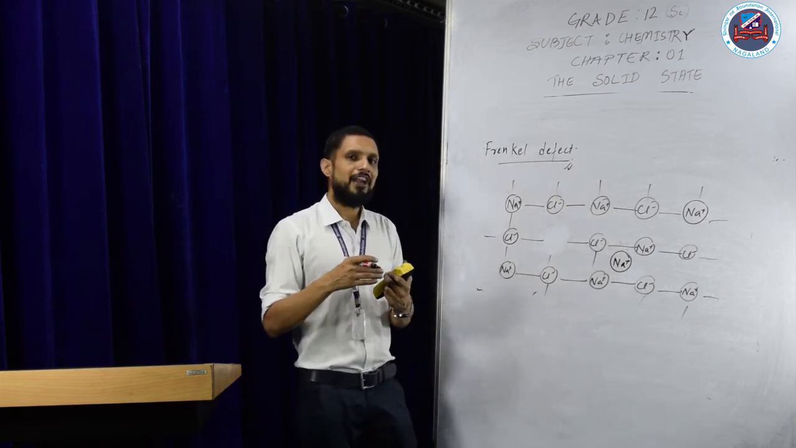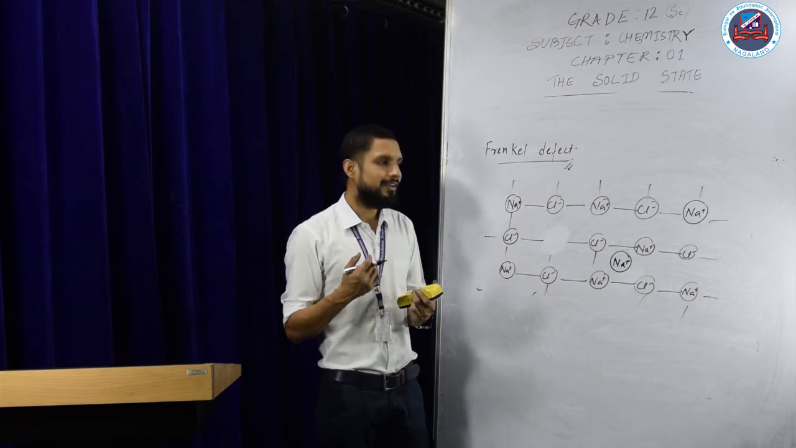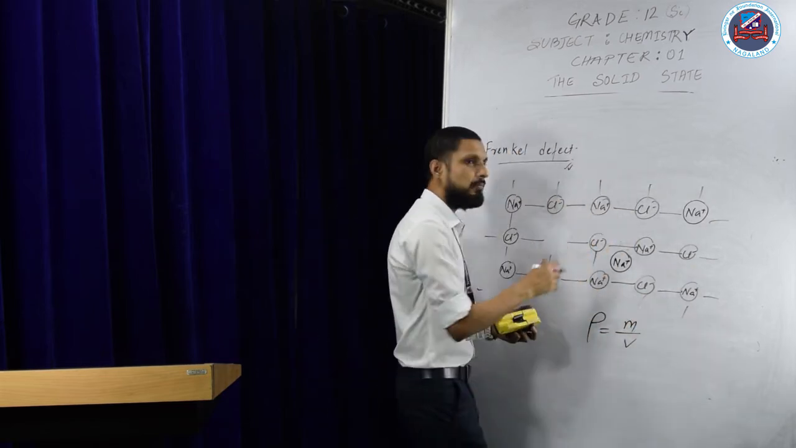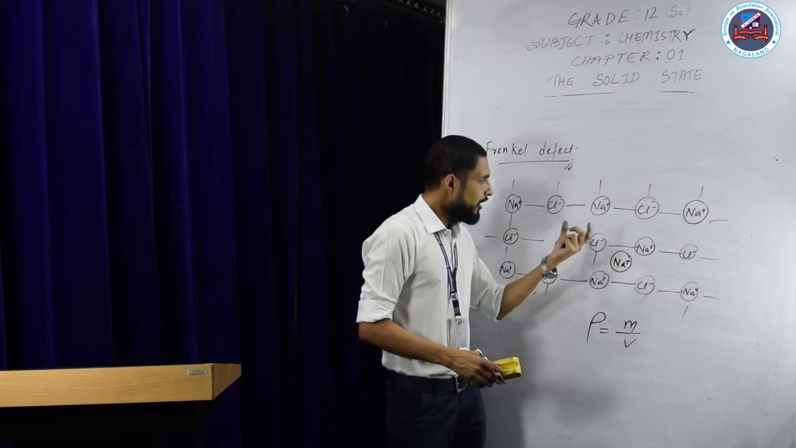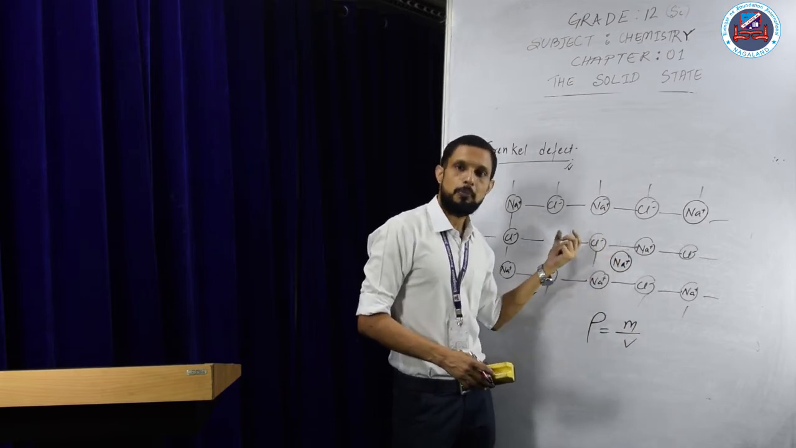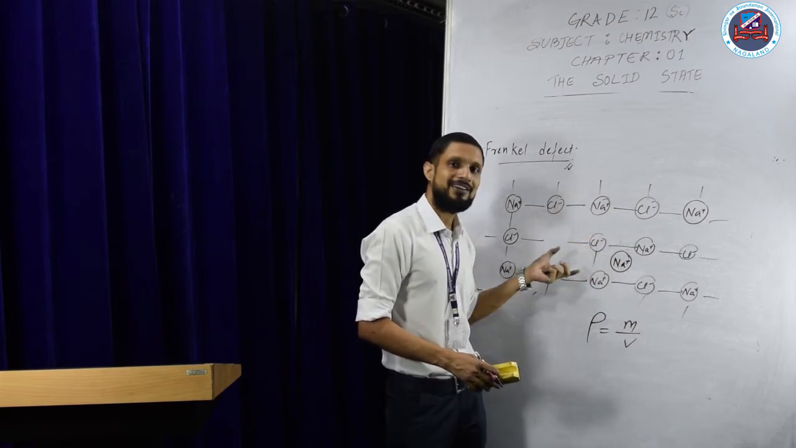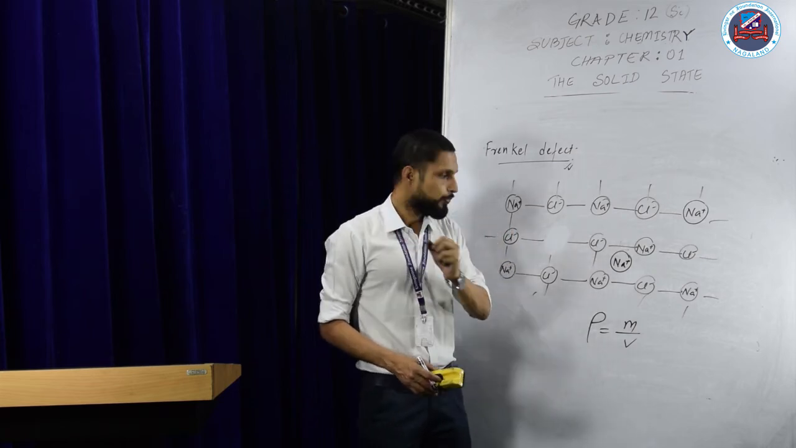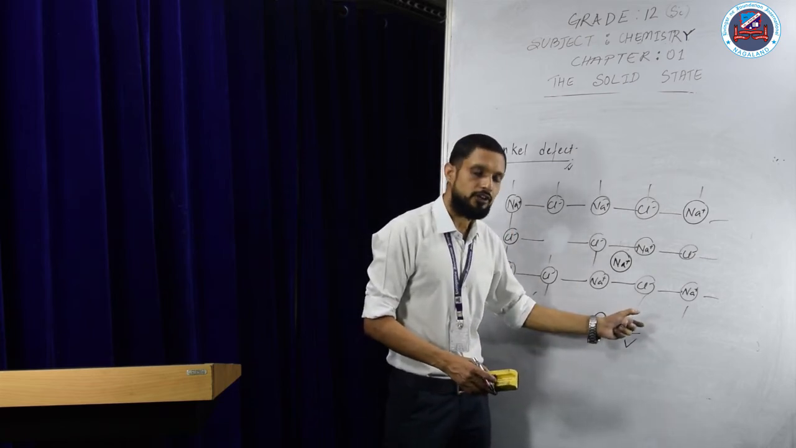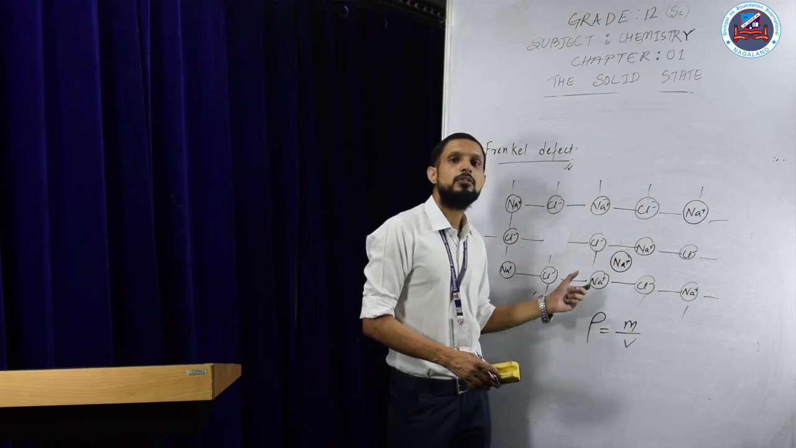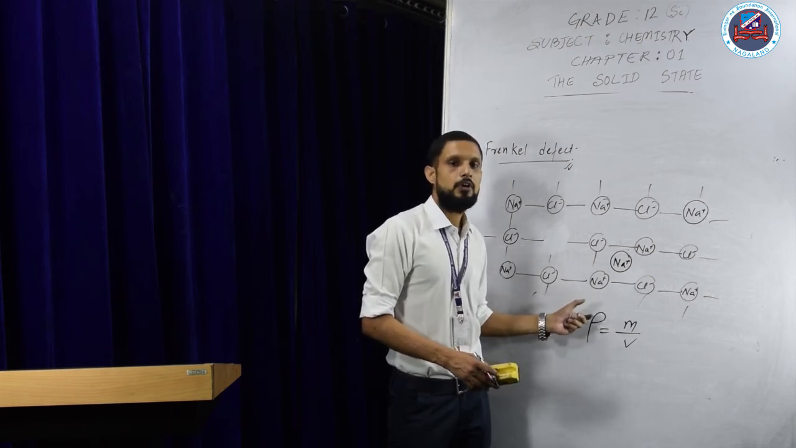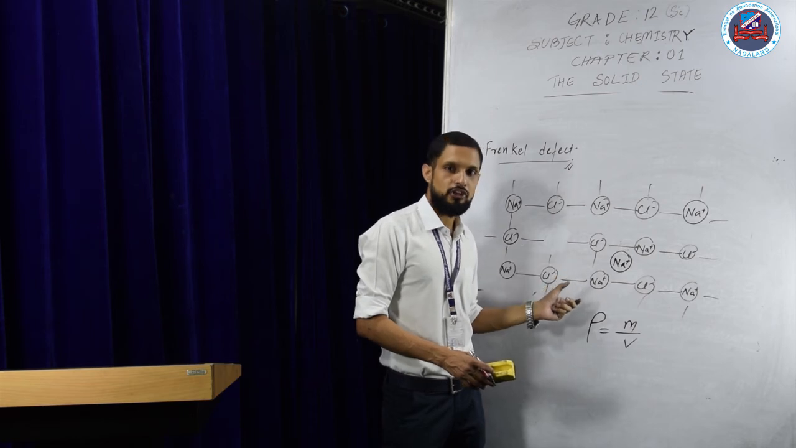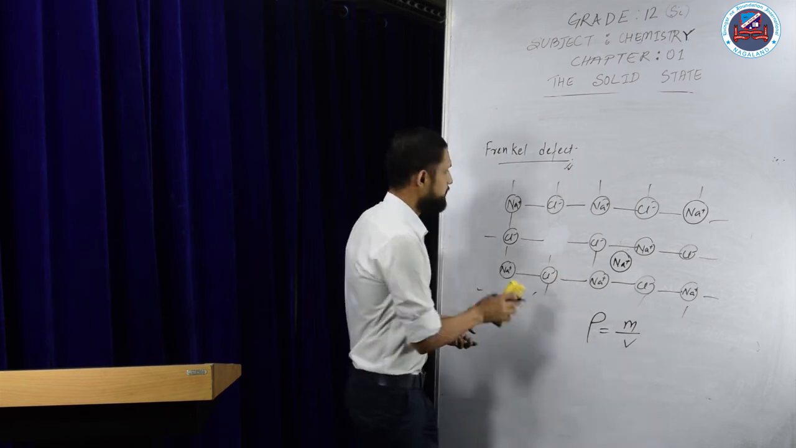Now, the effect of Frenkel defect on density. Now, density is equal to mass by volume. Volume is same. Now, mass. Here the ion is missing from its position, but it's not missing from the crystal. So the mass of the crystal will not change. Now, if the mass of the crystal does not change, the density also remains the same. So for Frenkel defect, the density will not change. There will be no change in density.